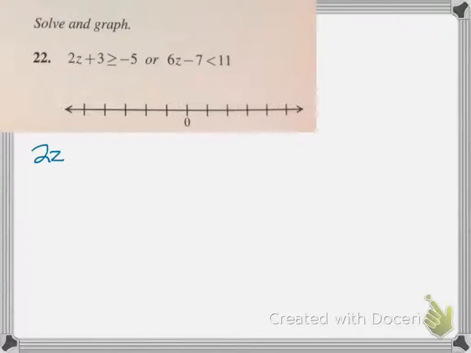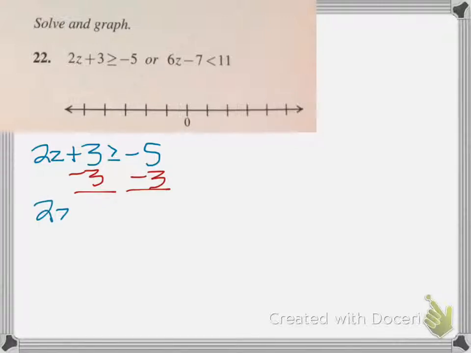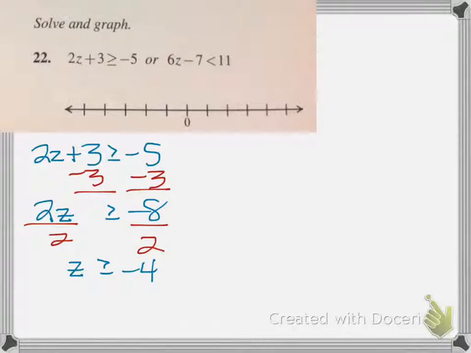So 2z plus 3 greater than or equal to -5. I'll solve this one first. So I have to subtract 3 from both sides. That's going to leave me 2z greater than or equal to -8. Divide both sides by 2. That's going to leave me z greater than or equal to -4. -4 is right here, and we want greater than.